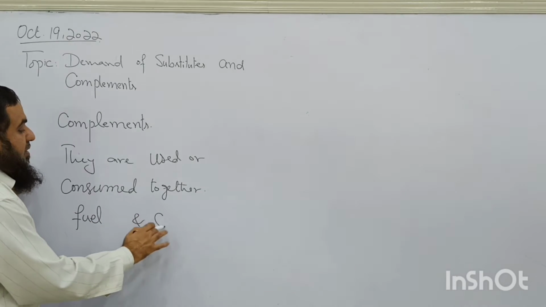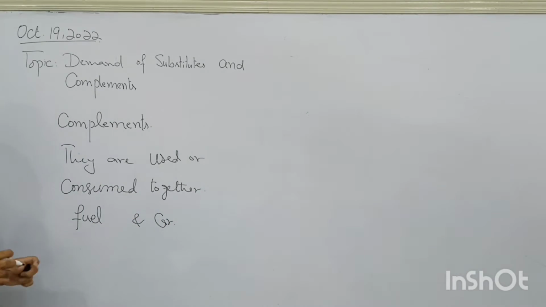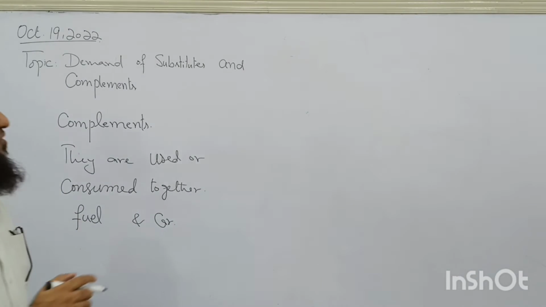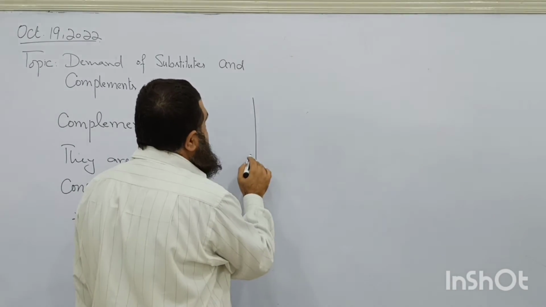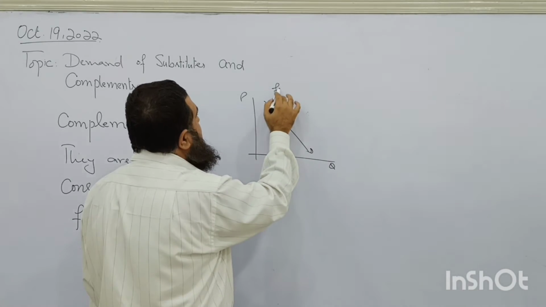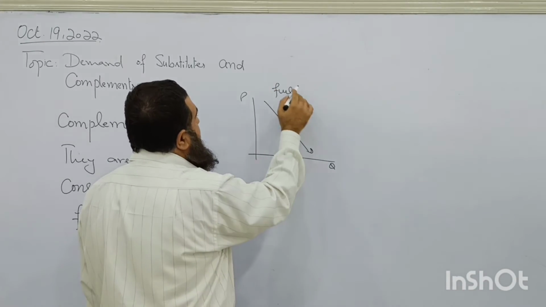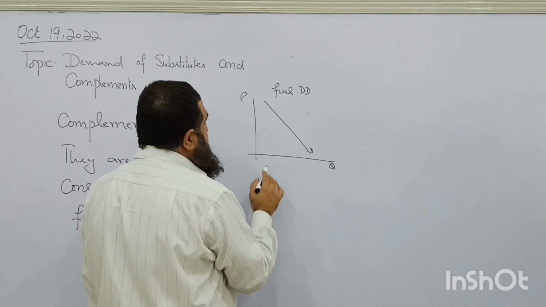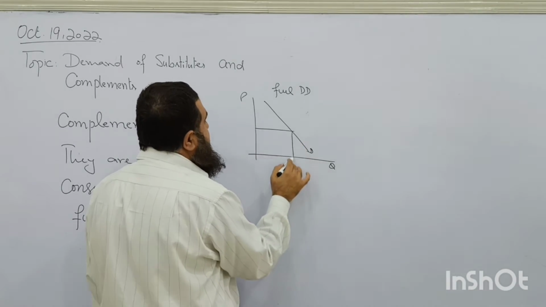Fuel and car. If price of fuel is increasing, what is happening to the demand of cars? That will shift downward. People will think that now its maintenance cost has increased, its fueling cost has increased, so they will be demanding less number of cars. So can I write over here, this is the demand of fuel. So its price is increasing.